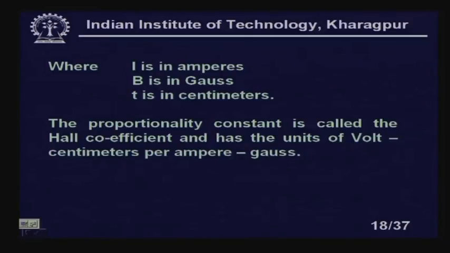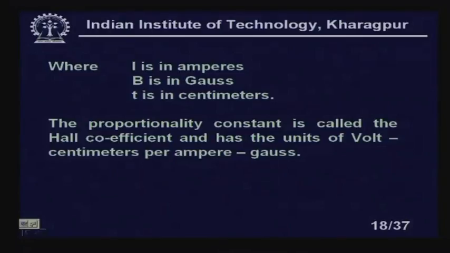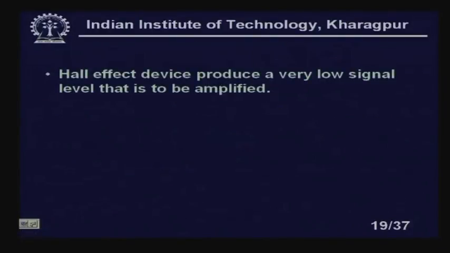So, it is a Hall coefficient and is a characteristic of the particular material, okay, and has the units of volt centimeters per ampere Gauss. Hall effect devices produce a very low signal level, so that it is to be amplified. So, you need some amplification because the voltage is very small. Please note, it is not a very large voltage. So, a good, low noise amplifier is necessary, though the voltage is DC. So, that simplifies a lot of problems, right.